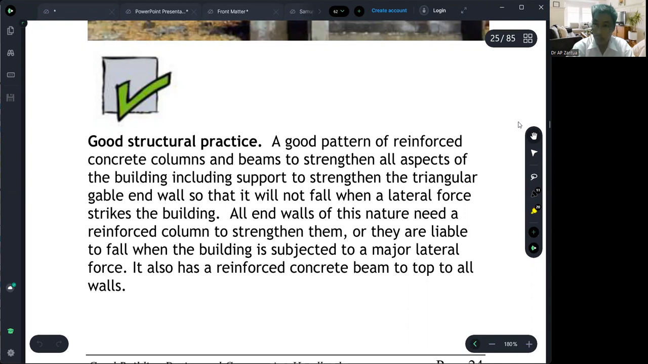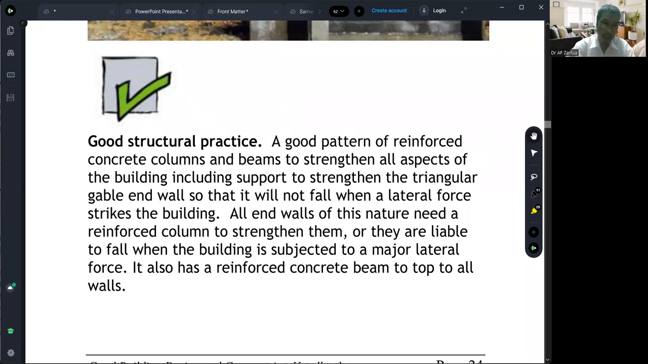Lateral force meaning horizontal direction or slanting direction. Examples of those are wind, earthquake. So we are not talking of a destructive type of earthquake. Okay, the type of earthquake that we usually experience, that is almost a normal person that is moving or doing his daily activities would not notice.